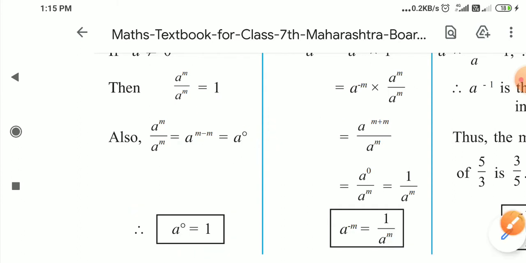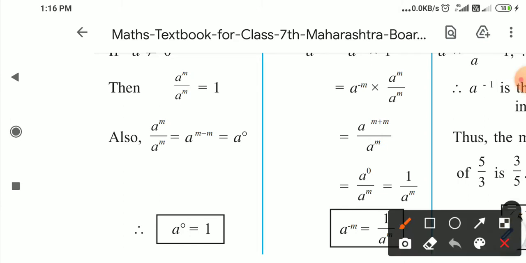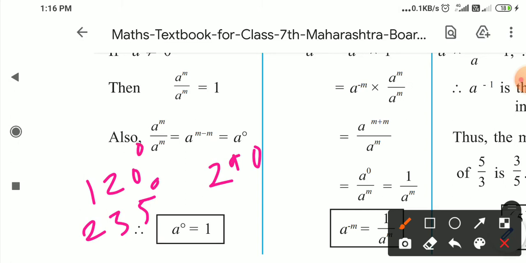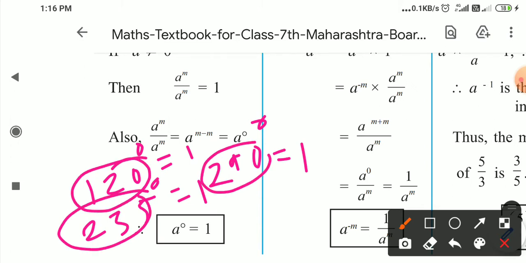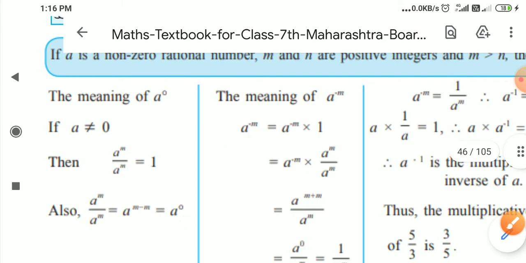Understand? In short, which thing you have to keep in your mind? Any number is given: 120, 123, 253, 235, 290, any number, right? And if the power is 0, its answer is 1 for all numbers. It does not depend on whether the number is bigger, smaller, negative, positive, nothing. Any number raised to 0, the answer is 1.